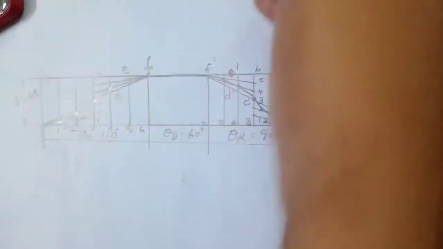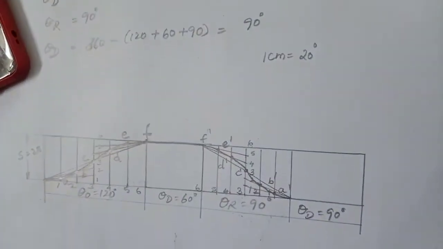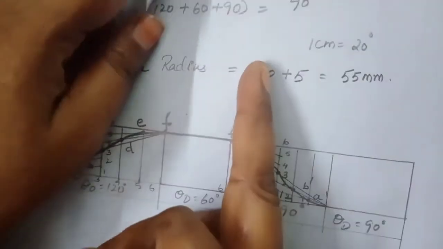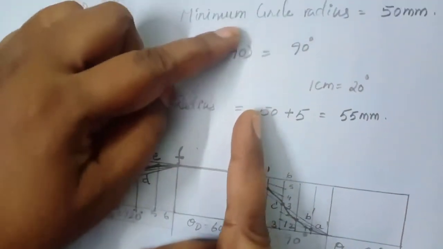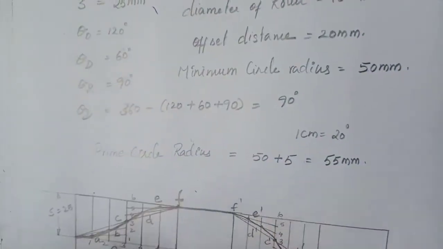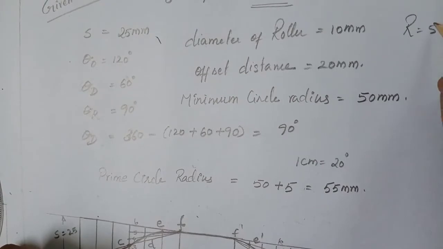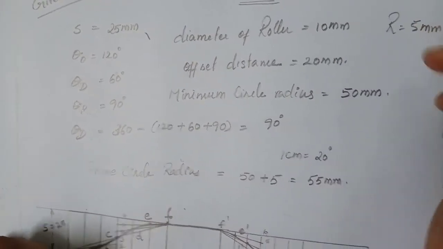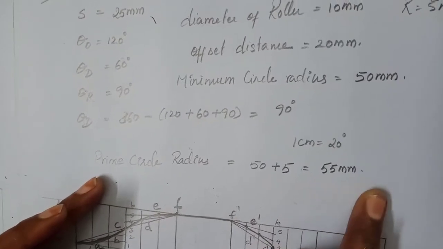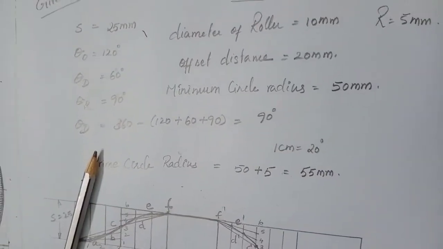After finishing this, you have to start the construction of the cam. The diameter of the roller is 10 mm. Minimum radius is 50 mm. Now the prime circle radius you need to calculate from the diameter of the roller as well as the minimum circle radius. Diameter of the roller is 10 mm, so the radius is 5 mm. Minimum circle radius is 50 mm. Prime circle radius is 50 plus 5, 55 mm. Now you have to start your cam construction.